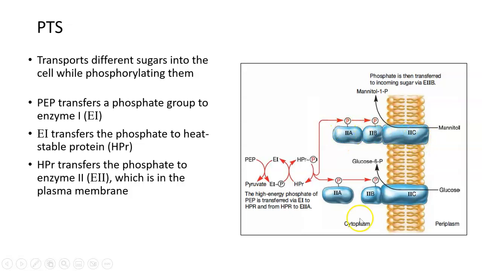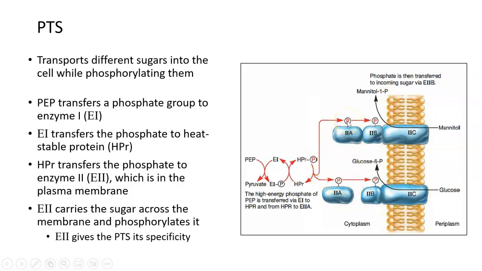Enzyme 2 is a complex of proteins that's inside of the plasma membrane. You can see enzyme 2 for mannitol, which is one sugar, up on top. This is enzyme 2 for glucose on the bottom. And so HPr will transfer a phosphate group to those enzyme 2s. And then enzyme 2 will take the sugar and transport it across the membrane and phosphorylate it in the process. So mannitol is coming in. As it does, this phosphate group is passed to mannitol, and it now becomes mannitol phosphate. Glucose is coming in. This phosphate group is passed to it, and it becomes glucose 6-phosphate, right?